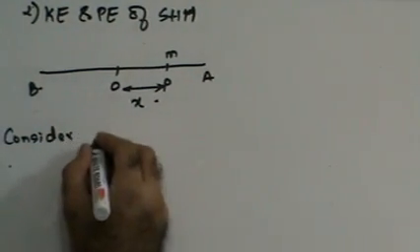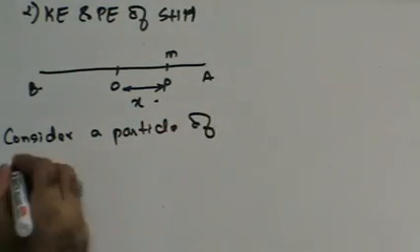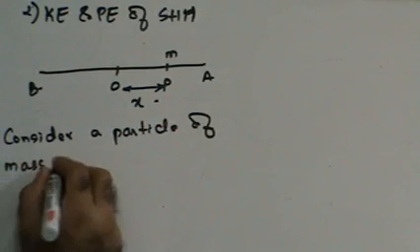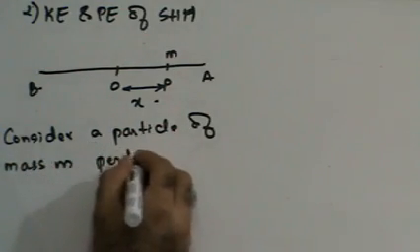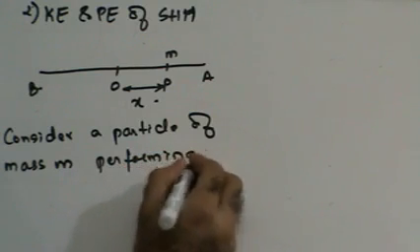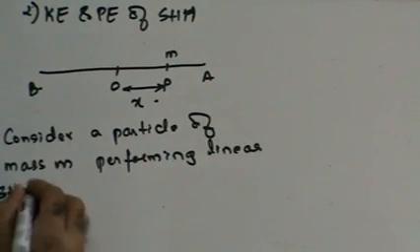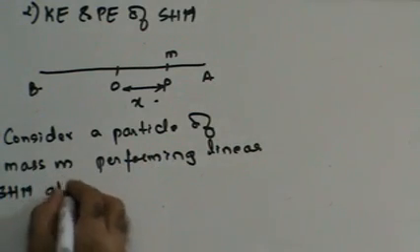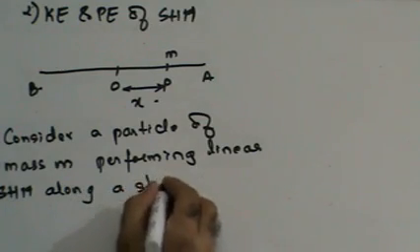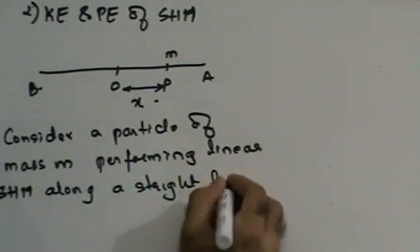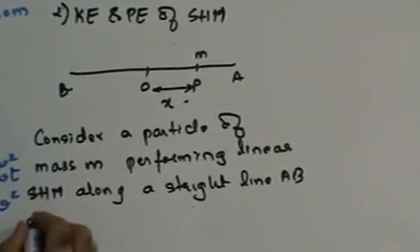Consider a particle of mass m performing linear SHM along a straight line AB about mean position O.